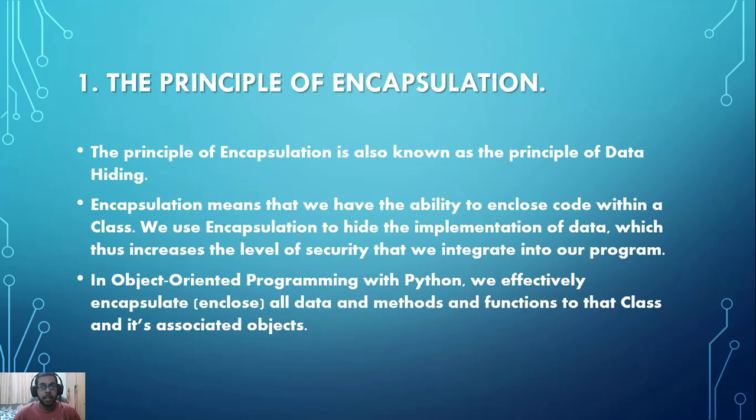The principle of encapsulation. The principle of encapsulation is also known as the principle of data hiding. Encapsulation means that we have the ability to enclose code within a class. We use encapsulation to hide the implementation of data, which thus increases the level of security that we integrate into our program. In object-oriented programming with Python, we effectively encapsulate, enclose all data and methods and functions to that class and its associated objects.